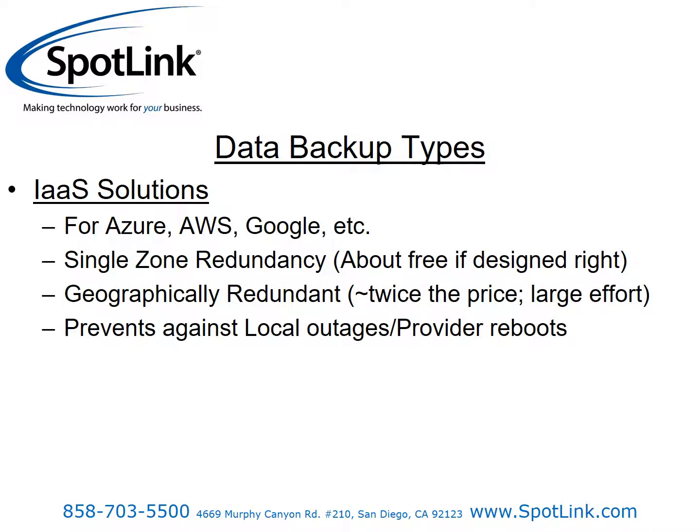All right, so here's another one. So you have IaaS, Infrastructure as a Service. This is essentially a model where you move your servers from your local site into the cloud, just like the Azure cloud. AWS, Amazon Web Services, is also another common one that's out there. Google is probably the third tier, very far behind, and then there's a host of others with much less recognition. So within that, there's a couple levels of backup and redundancy that you can get. The first level is single zone redundancy.